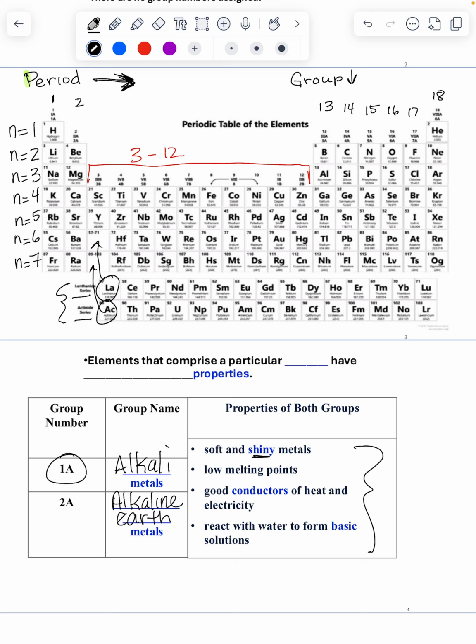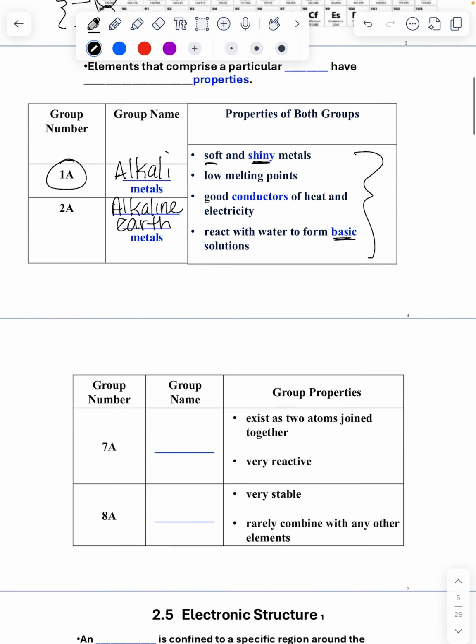They are metals, so they're shiny. They tend to be soft, which means that they're easily scratched. They have low melting points. They're good conductors of heat and electricity. We talked about the fact that conductors just means that it allows heat and electricity to flow through the material. And when these metals react with water, they tend to form a basic solution, meaning a very high pH.